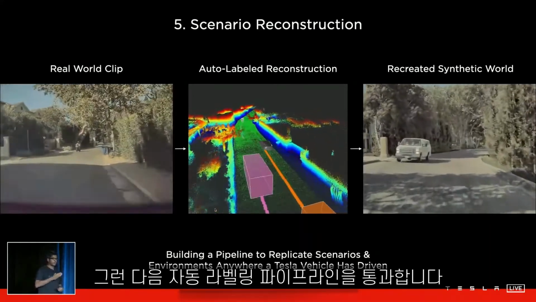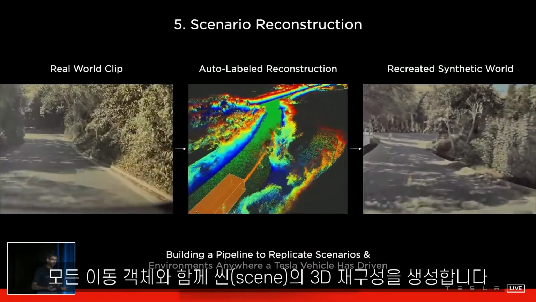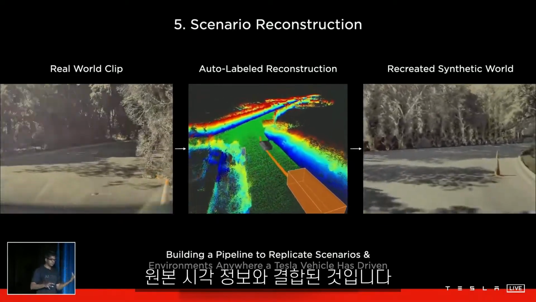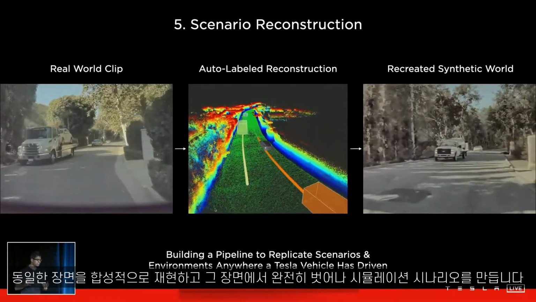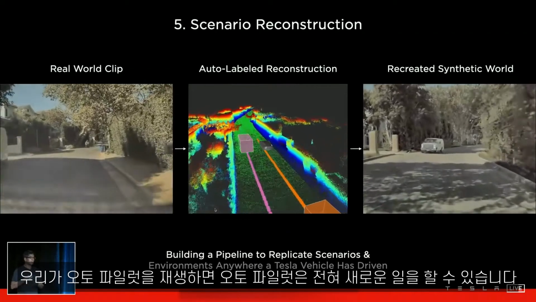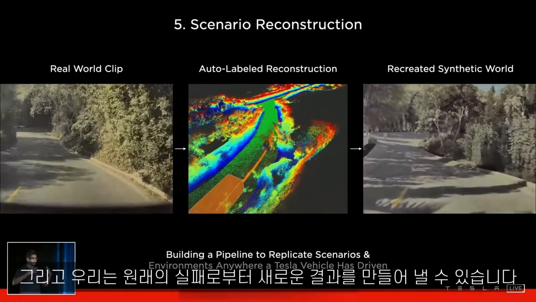It then goes through our auto labeling pipeline to produce a 3D reconstruction of the scene along with all the moving objects. With this combined with the original visual information, we recreate the same scene synthetically and create a simulation scenario entirely out of it. And then when we replay autopilot on it, autopilot can do entirely new things, and we can form new worlds, new outcomes from the original failure.